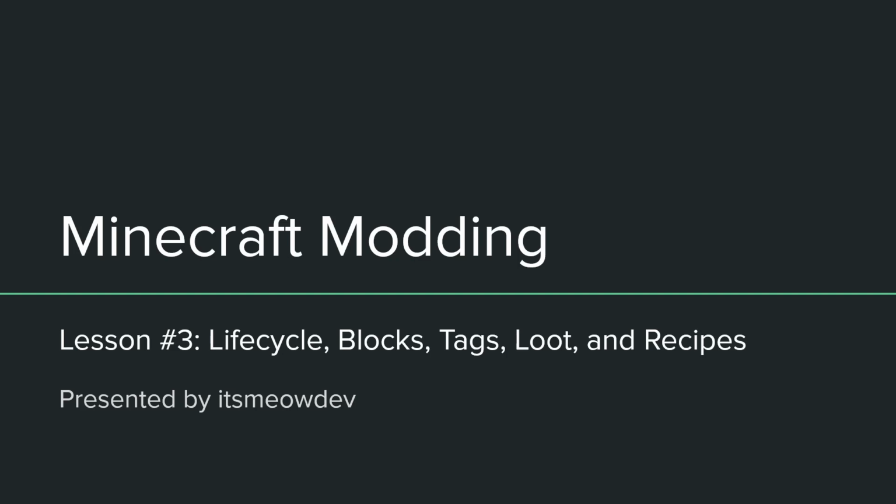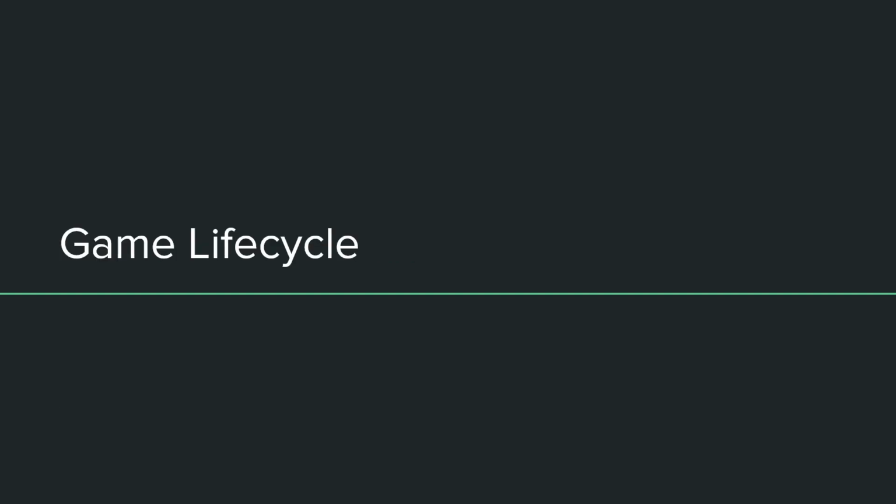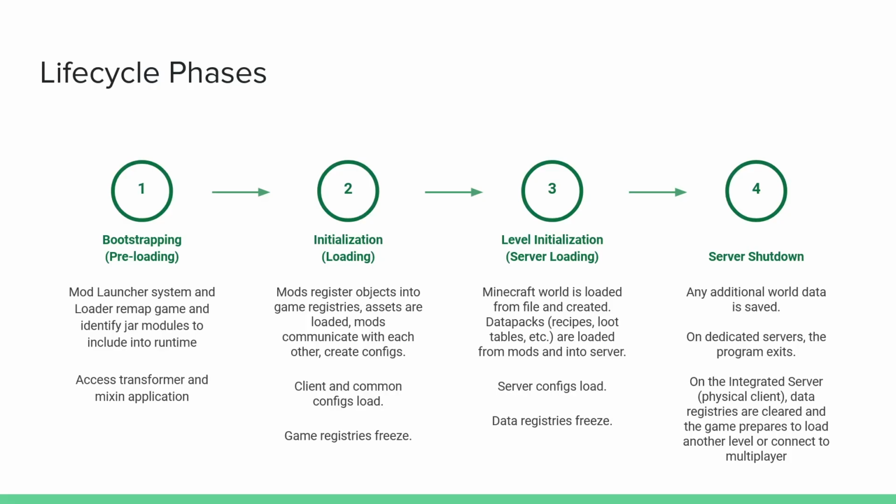We're gonna talk about some stuff today. So the first thing we're gonna talk about is the life cycle of the game. So this is how mods initialize and how that works in relation to the game itself. So there are 4 main phases of the game life cycle. First, you have bootstrapping. So bootstrapping is the process in which the mod launcher, like the very first piece of code that runs in the game's runtime, usually getting replaced by the mod loader itself, decides how to identify what jars to include and transform the game's runtime to be compatible with mods. It also applies access transformers and mixins at this stage.